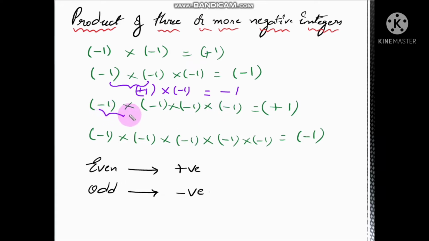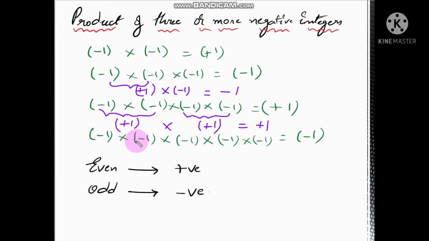So minus 1 into minus 1, we get plus 1. And here also minus 1 into minus 1 is plus 1. So 1 into 1, which is nothing but 1. That is plus 1. See the next case.